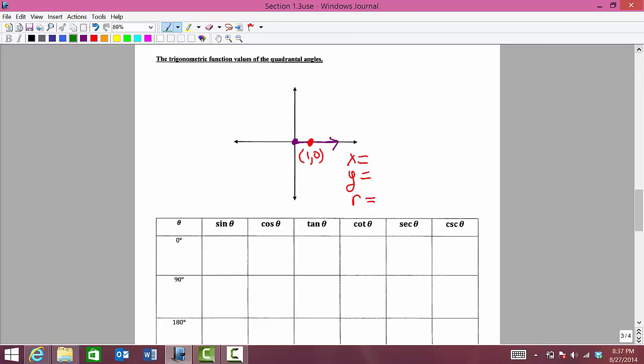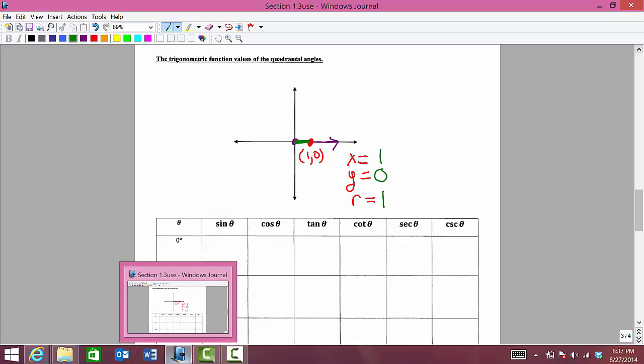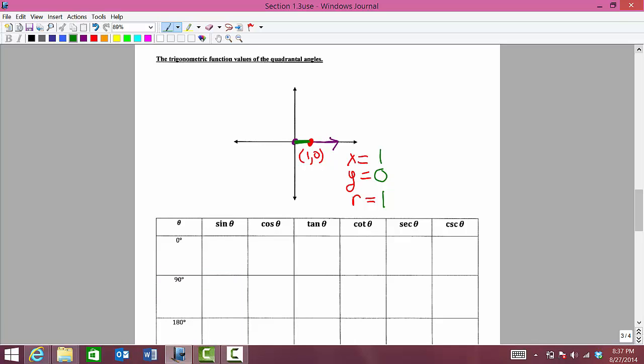So the x value of that point that lives on the terminal side would be 1, the y value would be 0, and remember that r is the distance from the vertex to the point that we picked on the terminal side of our angle. What is the distance here? That's pretty simple. We can see that that would be a distance of 1. So now let's form our 6 trig functions, now that we know what x, y, and r are.